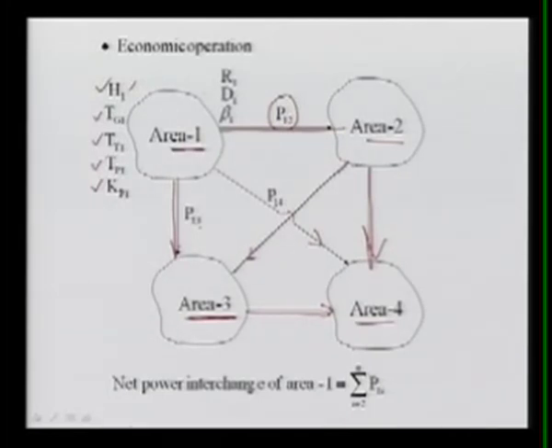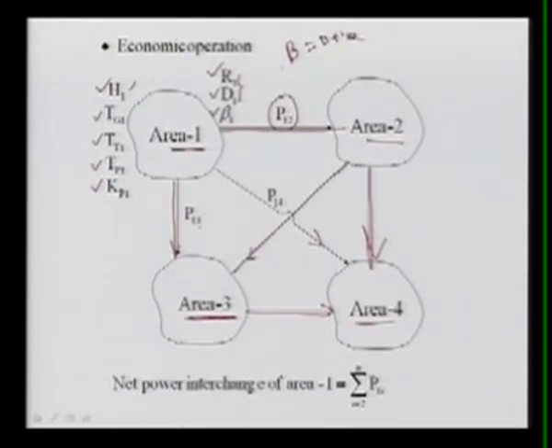We also have some other parameters in this area 1, that is R, the regulation. We have the frequency dependent loads, related with the constant D1, and that is your bias factor B1, because they are related: B is nothing but D plus 1 upon R. So they are changing, so this will also change.